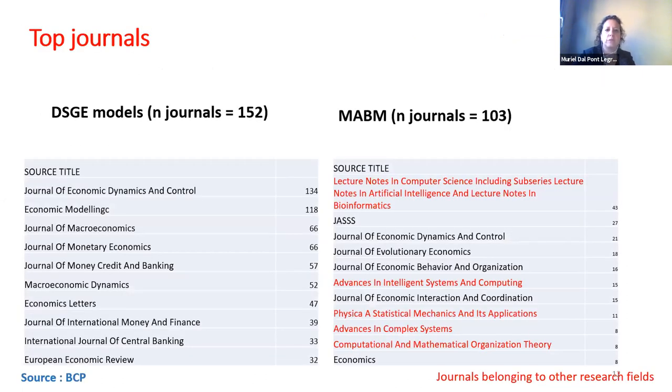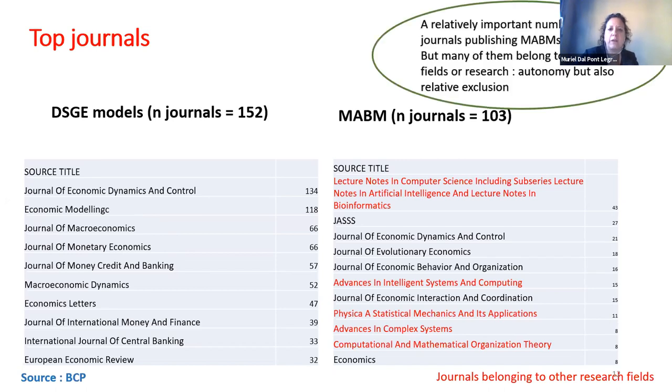And then if you look at the top journals on both sides, you have a long list on both sides, but the interesting point is that in the case of macro agent-based models, from 2000 until now, you have among the top journals of the field many journals which do not belong to economics; they belong to other fields of research. So on one hand, you have a very identified community, but on the other hand, this literature developed independently of the community of economists, because those journals are not identified as pure economic journals. So there is a clear autonomy.